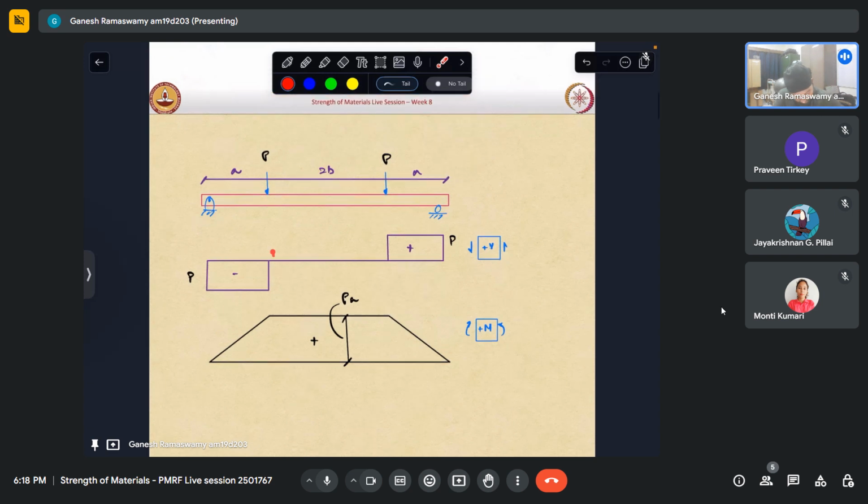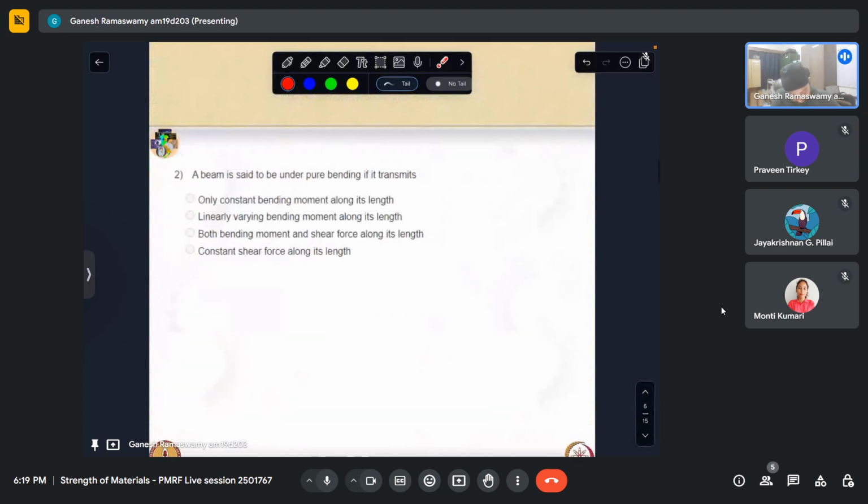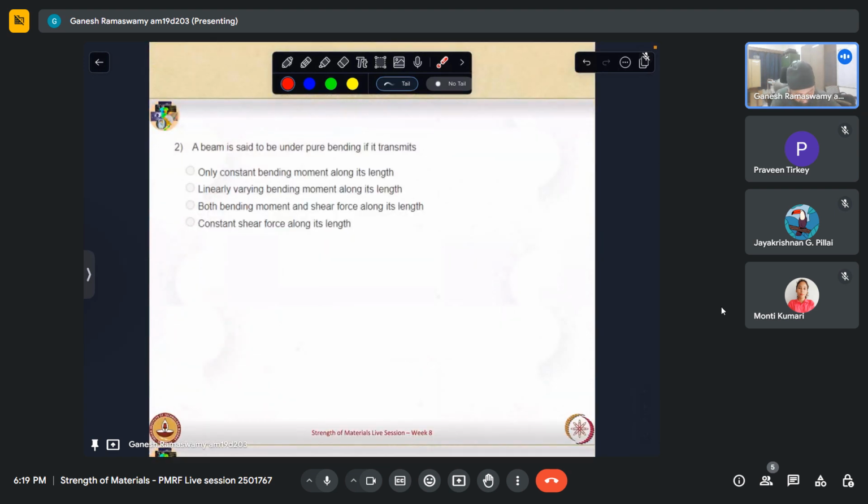So this portion is what is subjected to pure bending, which means no shear and a constant bending moment. A beam is under pure bending if it transmits a constant bending moment along its length. Otherwise, we have a linearly varying bending moment, with both bending moment and shear force. We see that a constant shear force implies a constant slope of the bending moment diagram, which means a varying bending moment, which is not the case of pure bending. I hope that is clear.